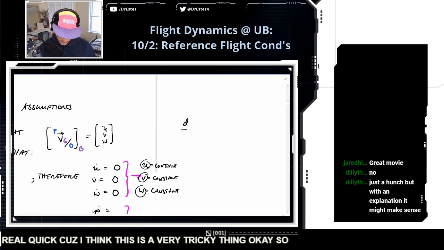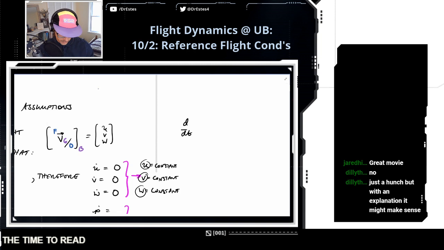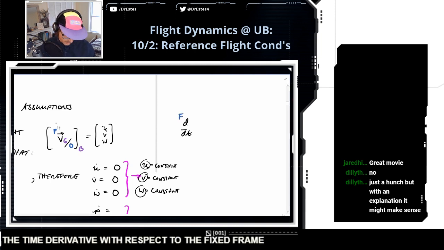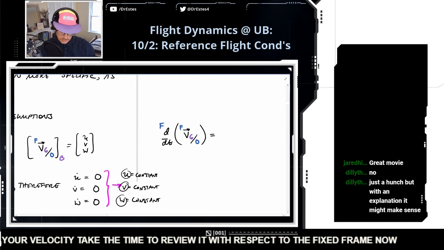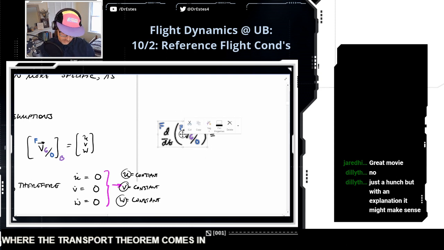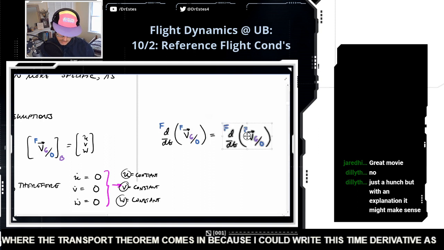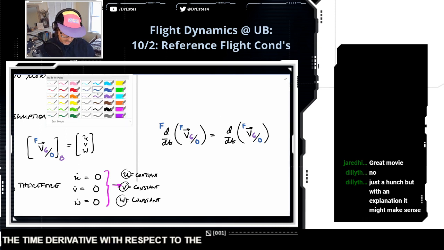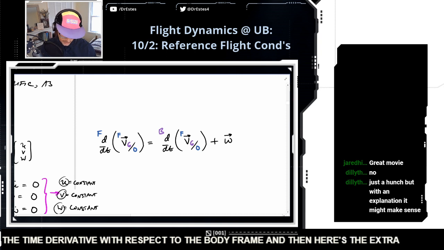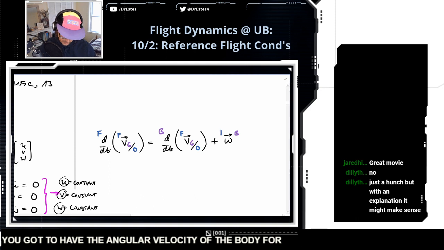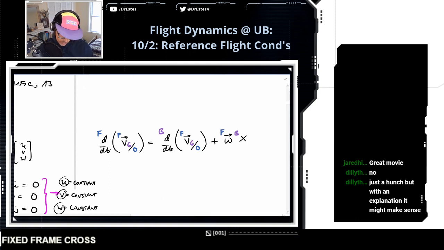So the inertial acceleration is the time derivative with respect to the fixed frame of my inertial velocity. So you take your velocity, take the time derivative with respect to the fixed frame. Now, here's where the transport theorem comes in. Because I could write this time derivative as the time derivative with respect to the body frame. And then here's the extra piece. You have to have the angular velocity of the body frame with respect to the fixed frame crossed with that velocity vector itself.